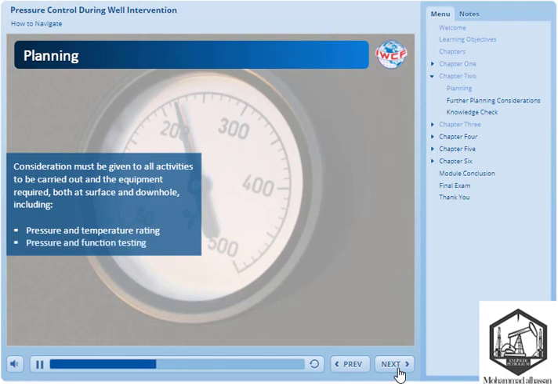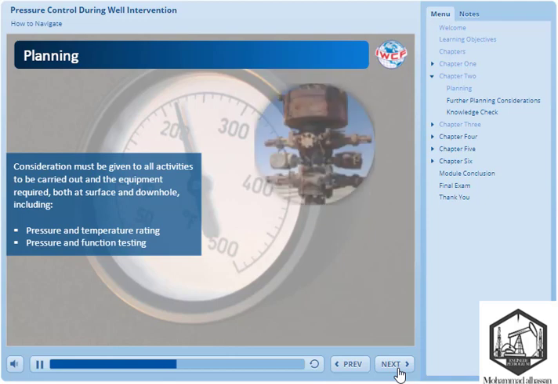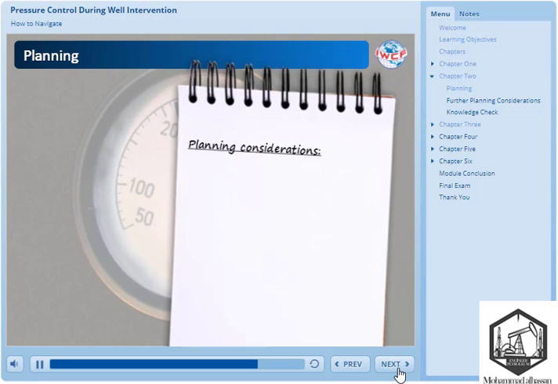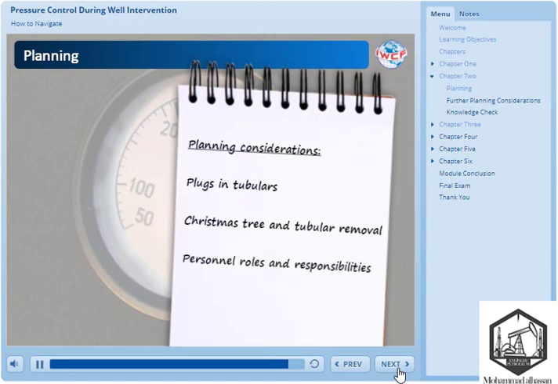Pressure and function testing of equipment must be done prior to any operations being carried out, including pressure control equipment such as blowout preventers, and fluid circulating equipment such as kill pumps. All additional materials such as kill fluid must also be available on site for the operations to be carried out. We are still not through the list. Consideration must also be given to plugs and tubulars, Christmas tree and tubular removal, and personnel roles and responsibilities.